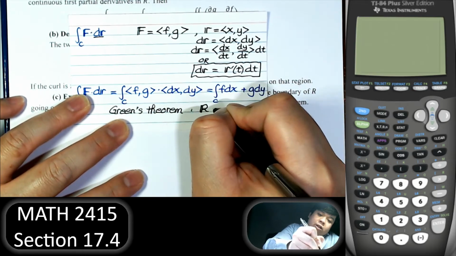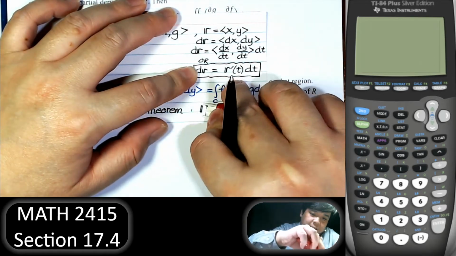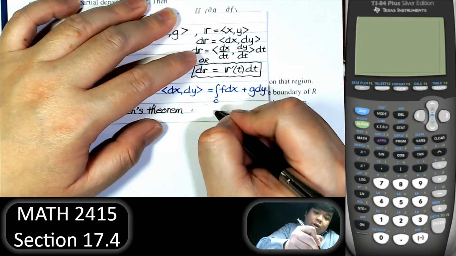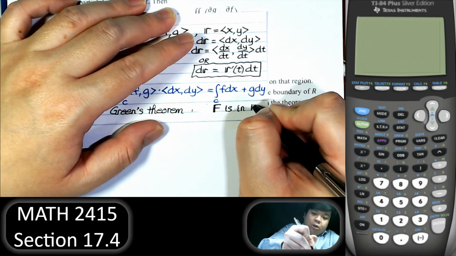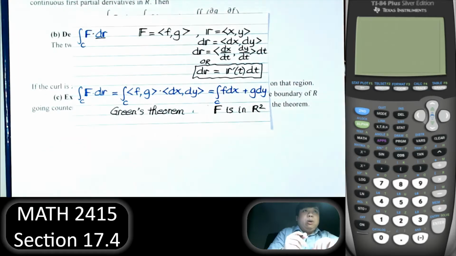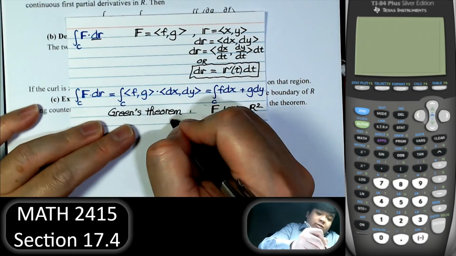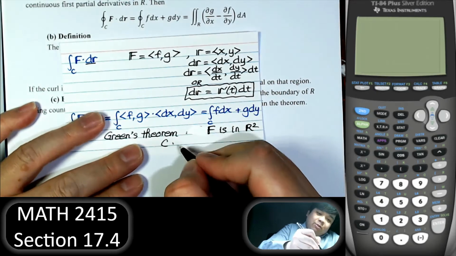The vector field. Green theorem, the vector field is in R2. So a two-dimensional vector field, and C is a closed curve. So those are special cases for Green theorem.